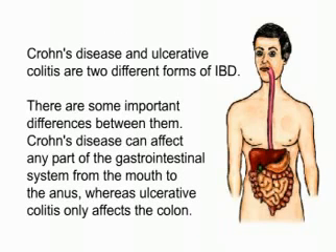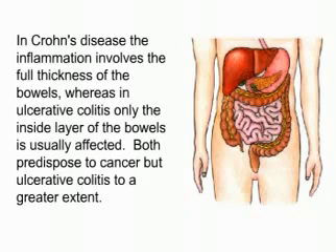Crohn's disease and ulcerative colitis are two different forms of IBD. There are some important differences between them. Crohn's disease can affect any part of the gastrointestinal system from the mouth to the anus, whereas ulcerative colitis only affects the colon. In Crohn's disease, the inflammation involves the full thickness of the bowels, whereas in ulcerative colitis only the inside layer of the bowels is usually affected. Both predispose to cancer, but ulcerative colitis to a greater extent.